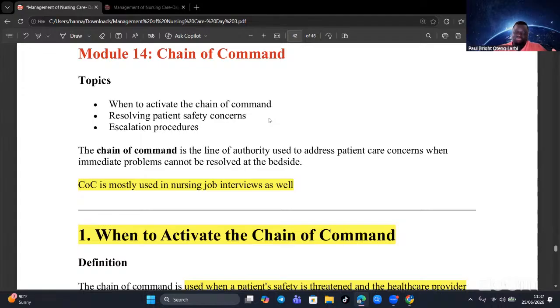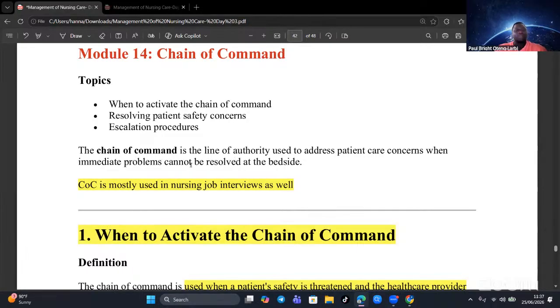Okay, what should I do? Okay, a short pen is better than a long pen. So when to activate the chain of command, this is what we are going to look at. Then we also look at resolving patient safety concerns, then escalation procedures.